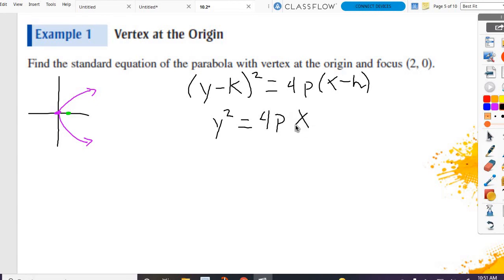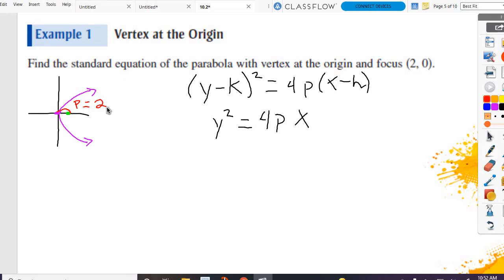So now what's the last variable that we need to plug in for? P. And what did we say that our p value is? That's how far away the focus is. So remember, p is the distance that your focus is from the vertex, which here is pretty easy to figure out: it's 2.